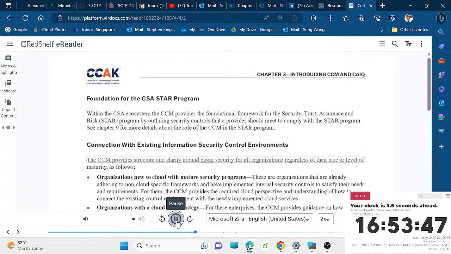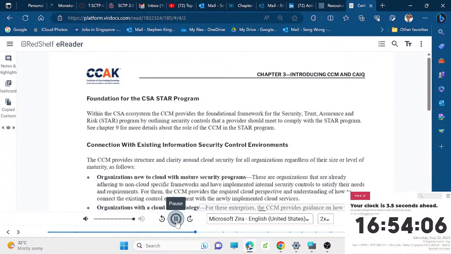The CCM provides structure and clarity around cloud security for all organizations regardless of their size or level of maturity, as follows. Organizations new to cloud with mature security programs. These are organizations that are already adhering to non-cloud specific frameworks and have implemented internal security controls to satisfy their needs and requirements. For them, the CCM provides the required cloud perspective and understanding of how to connect the existing control environment with the newly implemented cloud services.